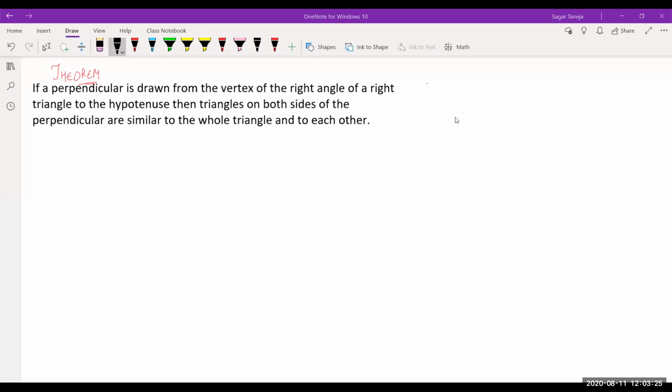This week, by Friday, I need all the notebooks. Otherwise, internals will be affected badly. You should take care of these things. Last date is this Friday. Submission is this coming Friday, that is 14th August.